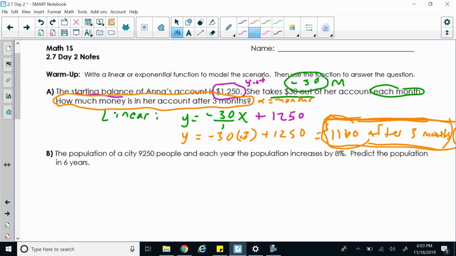So there you go, that is how much you have left in dollars. Again, we want to answer with a word problem, in context. So that's how much you have after so many months.